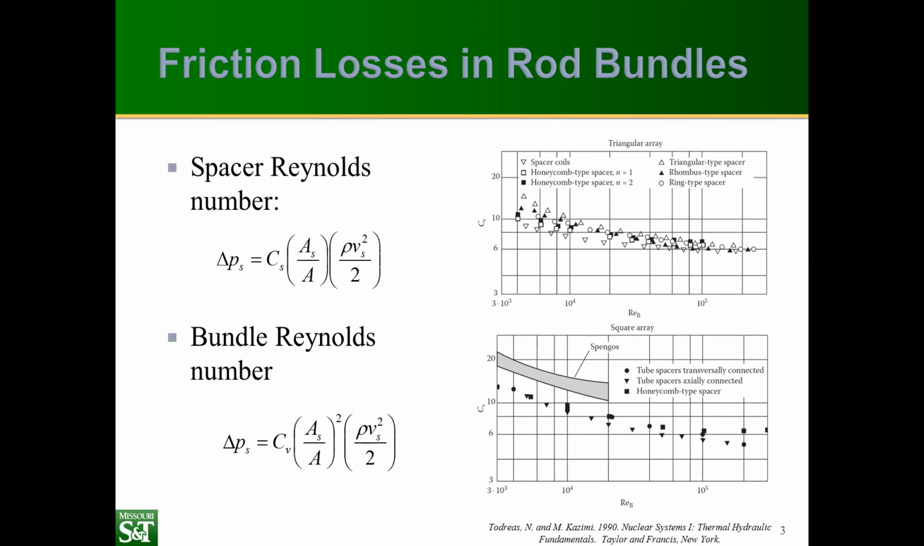It's also important to note that this bundle Reynolds number version has a much more stable value for the drag coefficient. You can see that from the graphs here. So it may be a more reliable parameter than using the spacer Reynolds number directly.